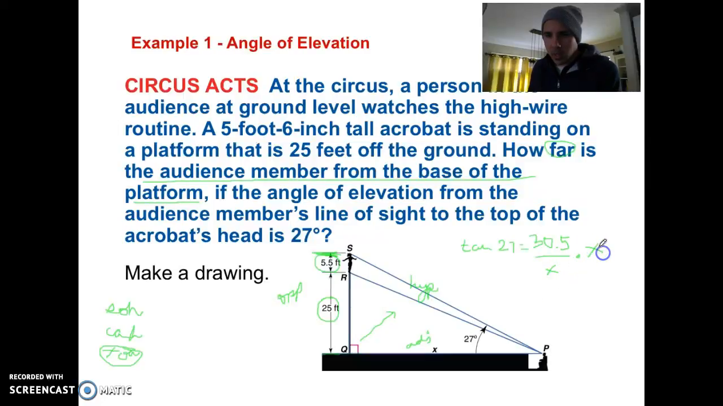We're going to multiply both sides by x. Those x's will cancel. Do the same thing on the other side. So you're going to have x tangent 27 equals 30.5. Again, we want to solve for x, so we divide both sides by tan 27. The tan 27s will cancel out nicely, and you're going to have x.